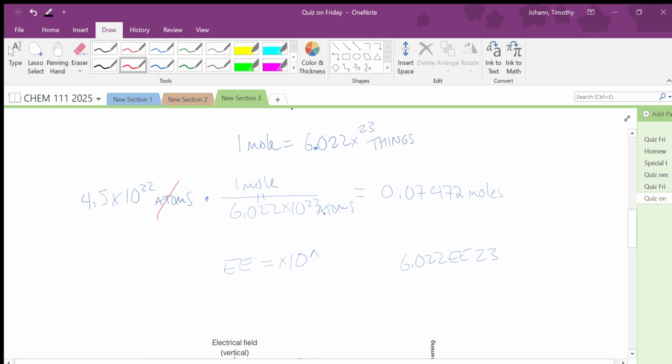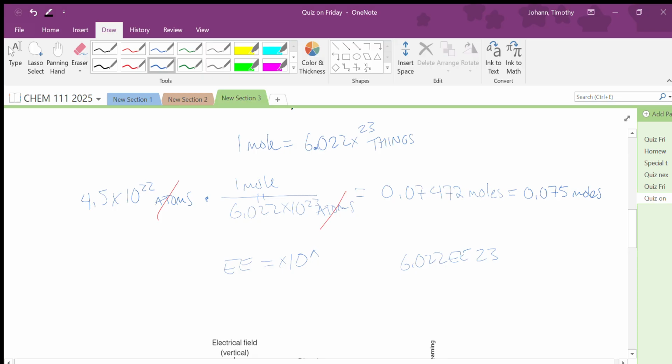Because my atoms are on the top and my atoms are on the bottom, so they cancel. And so I end up with, I've got to make that into sig figs. How many sig figs in this problem? 2. We've got that 2 that's measured up there at the top, at the beginning. So 0.075 moles.